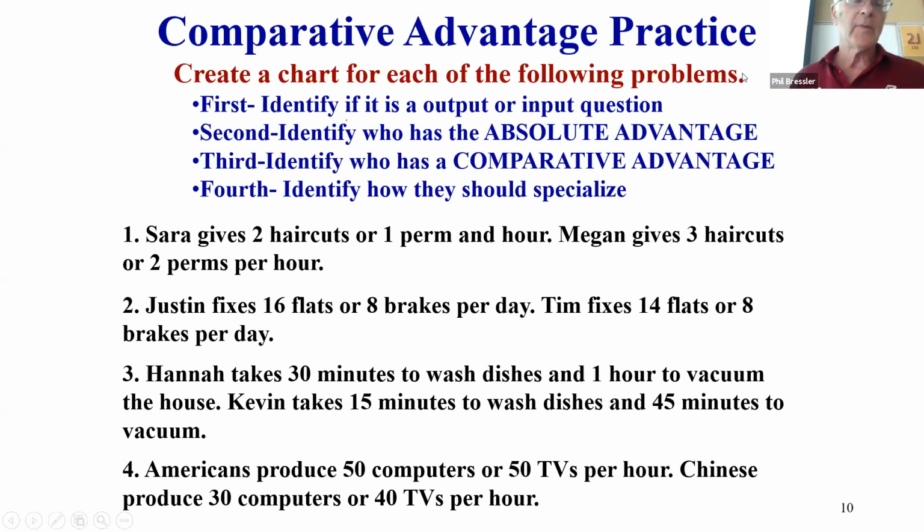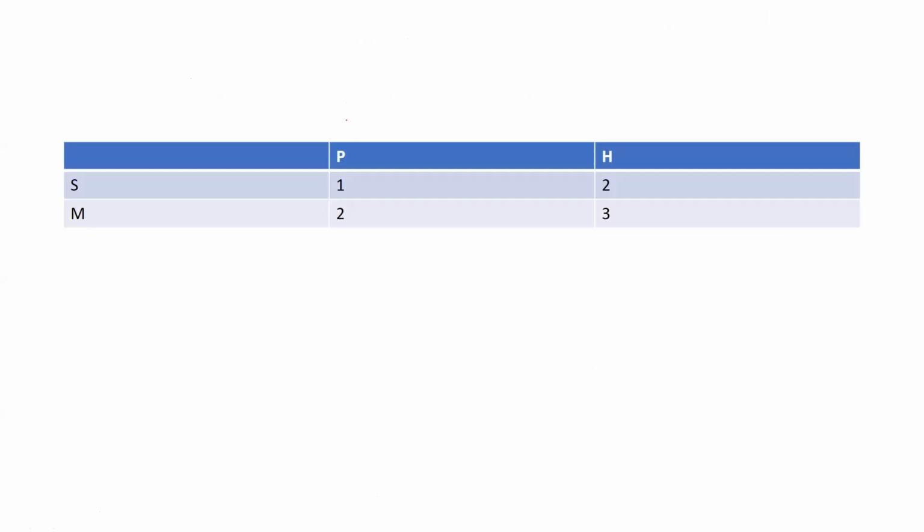All right, Nick, for question number 1, input or output problem? I said output. Okay, why? I thought because the time was like a set value, a constant value. You're just comparing how many haircuts and perms they can do in that hour. Okay, perfect answer. Good job, Nick.